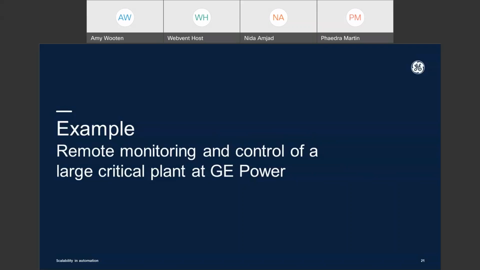Okay, so with that, let's dig a little into an example of how this can be done, or how it has been done at GE Tower. If you think about GE Tower, these are large systems. These are critical systems that need to be up and running for customers to ensure that they can do their day-to-day jobs.